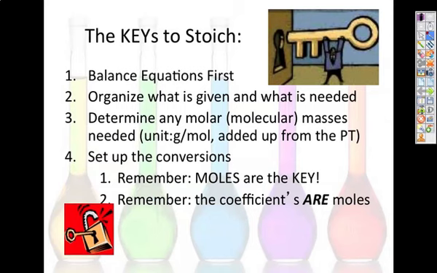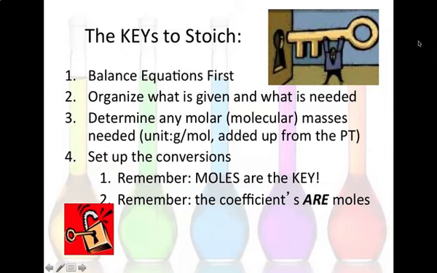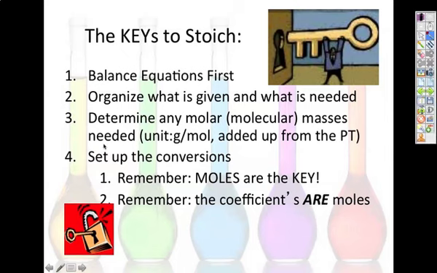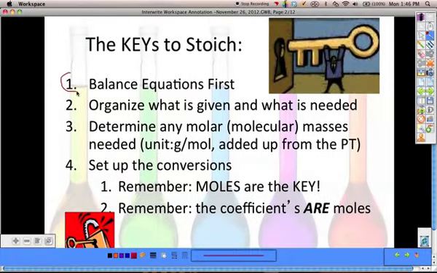So here are our keys to stoichiometry. These are the big important things. First of all, we need to make sure to balance the equation. This is one of the key things that people end up forgetting. It's going to be detrimental if you do forget it. So that's why we have that as our first thing, to balance that equation first.